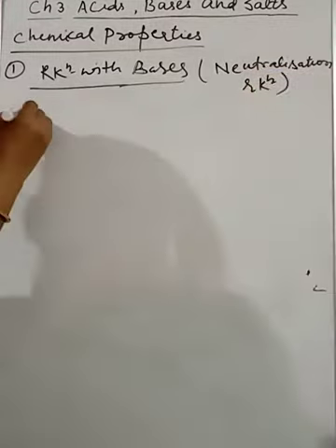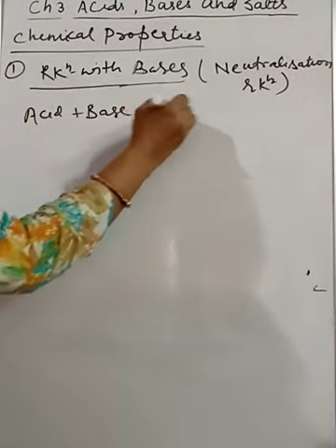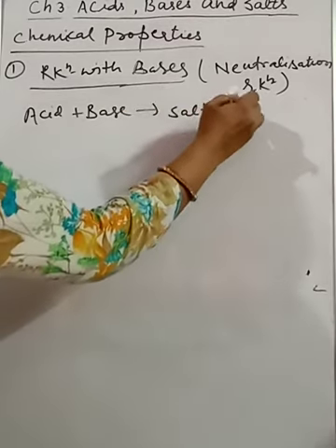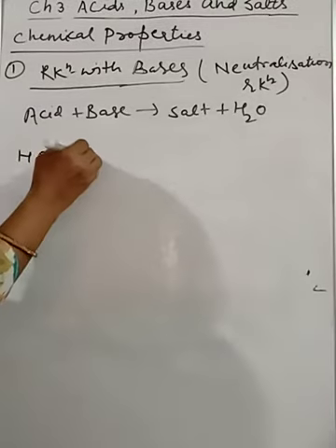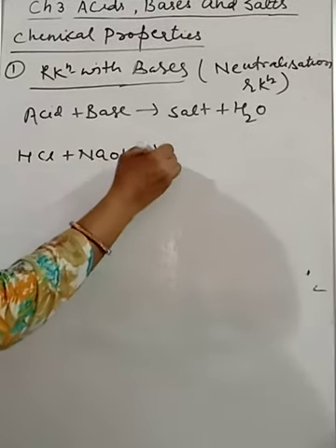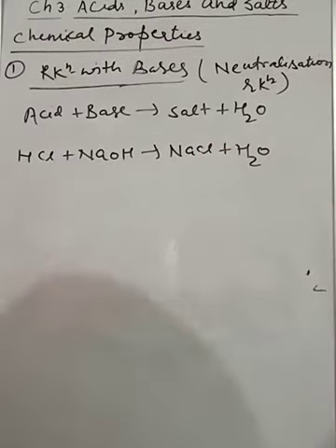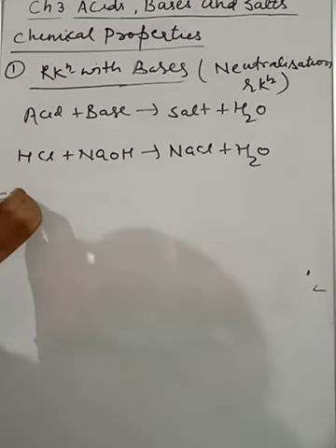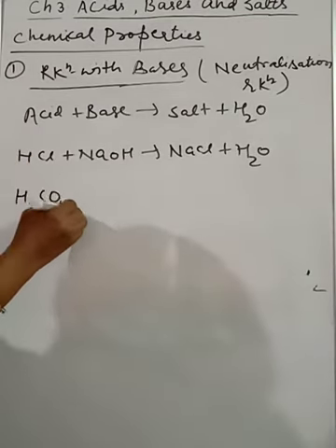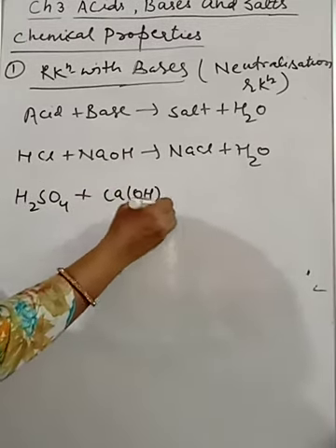So the general reaction will be what here? Acid plus base gives salt plus water. Like HCl plus NaOH. What will we get here? NaCl plus H2O. At the same time, you can use another also. For example, in place of this, you can take H2SO4, and in place of this, you can take Ca(OH)2.